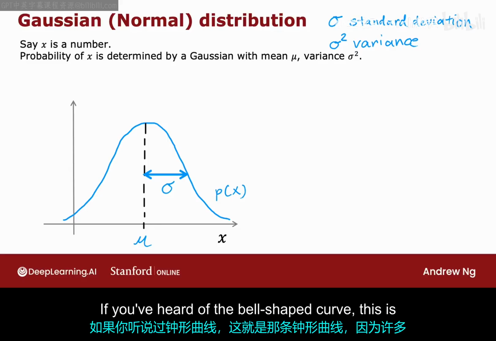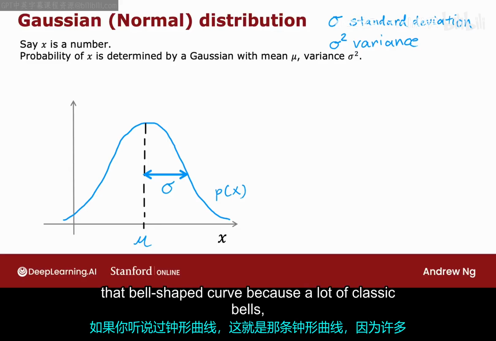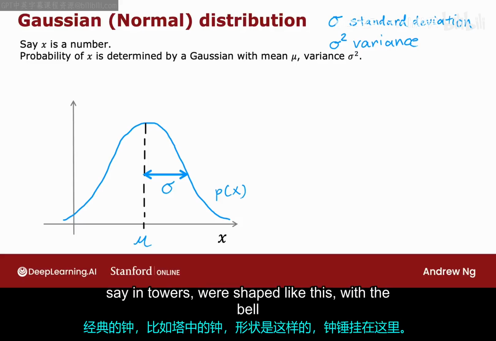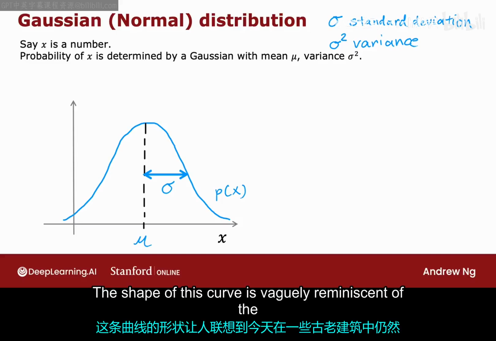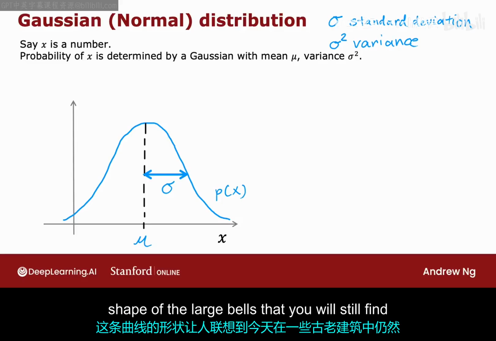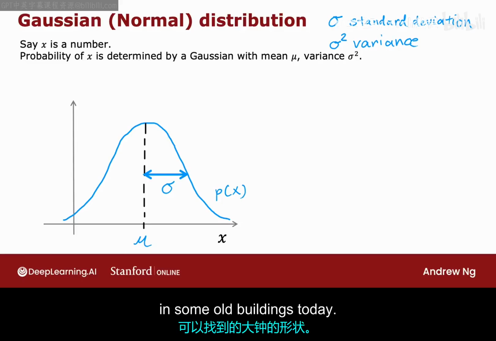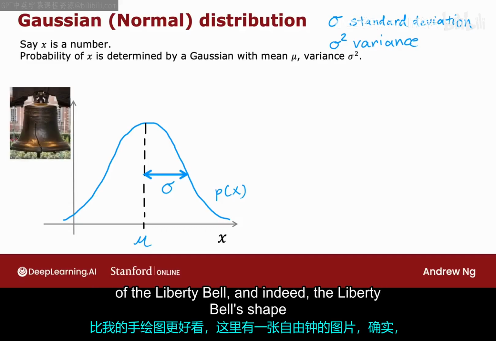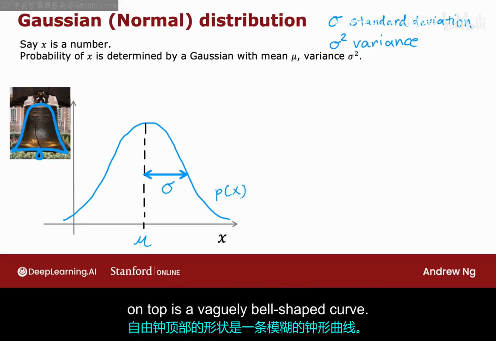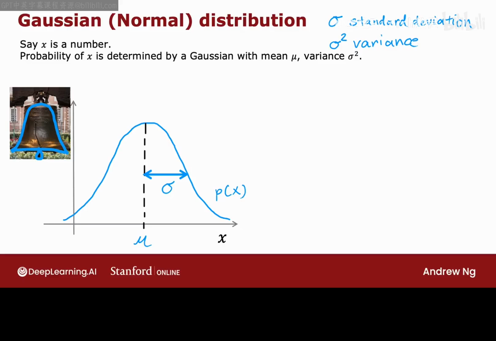If you've heard of the bell-shaped curve, this is that bell-shaped curve because a lot of classic bells, say in towers, were kind of shaped like this, with the bell clapper hanging down here. And so the shape of this curve is vaguely reminiscent of the shape of the large bells that you will still find in some old buildings today. Better looking than my hand-drawn one, there's a picture of the Liberty Bell, and indeed the Liberty Bell's shape on top is a vaguely bell-shaped curve.